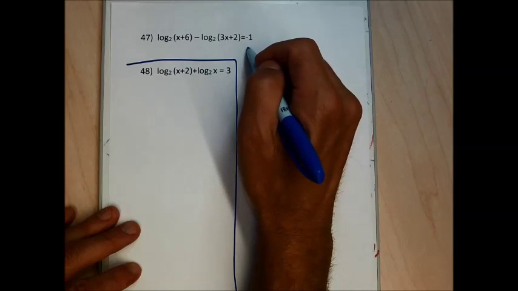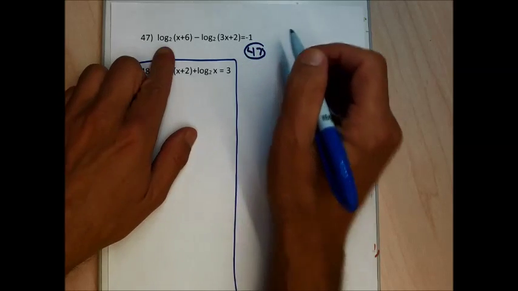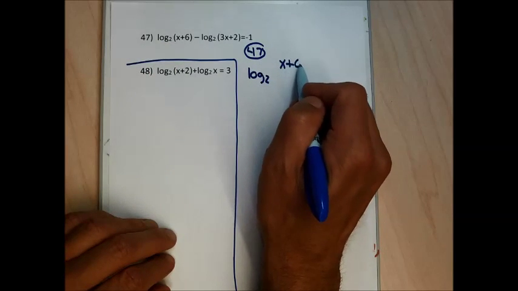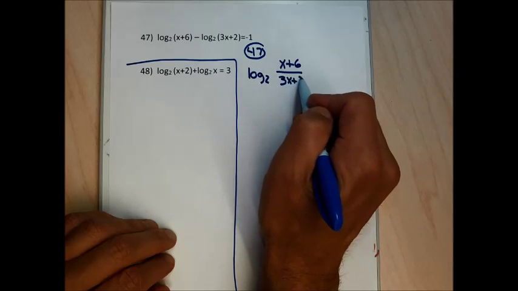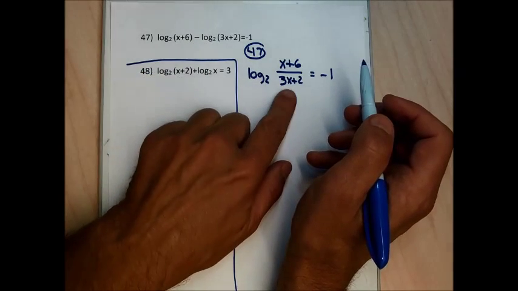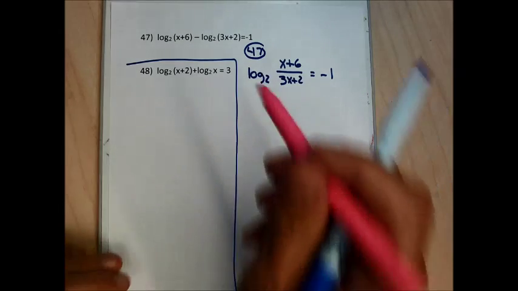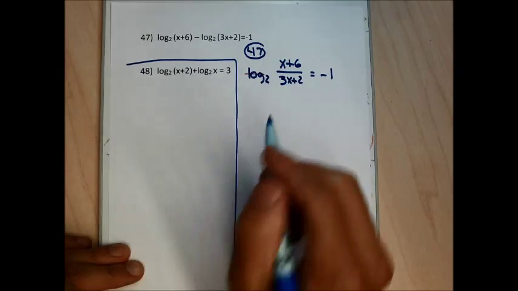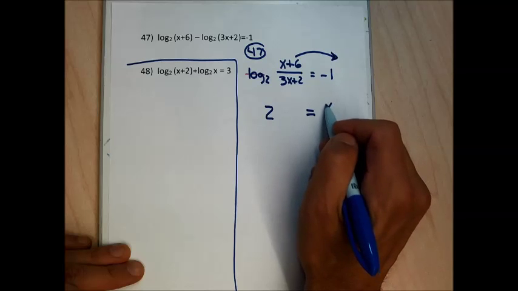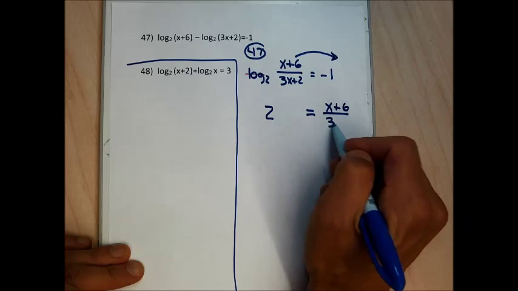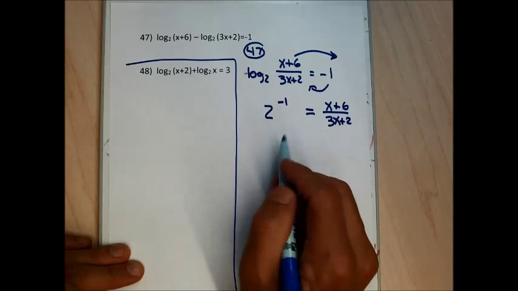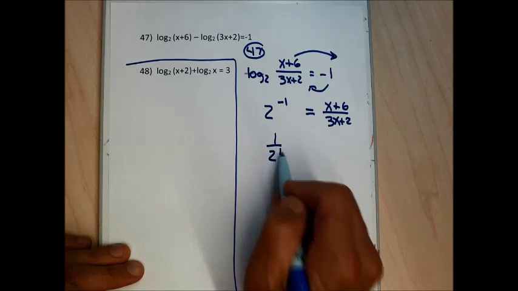So to get started on 47, I'm going to rewrite the left-hand side with one logarithm. I'm going to write it as a log base 2 of x plus 6 over 3x plus 2 equals negative 1, because if you have two logarithms with the same base, separated by a minus, you can make those two logarithms into one logarithm using the minus to divide rule. Cross out the log. Leave the 2 on the left-hand side, leave the equal sign where it's at, move the fraction over and leave it at the same level as the 2, make x plus 6 over 3x plus 2. Move the 1 over and make it an exponent. The left-hand side is 2 to the negative 1, which is 1 over 2 to the first, which is 1/2.